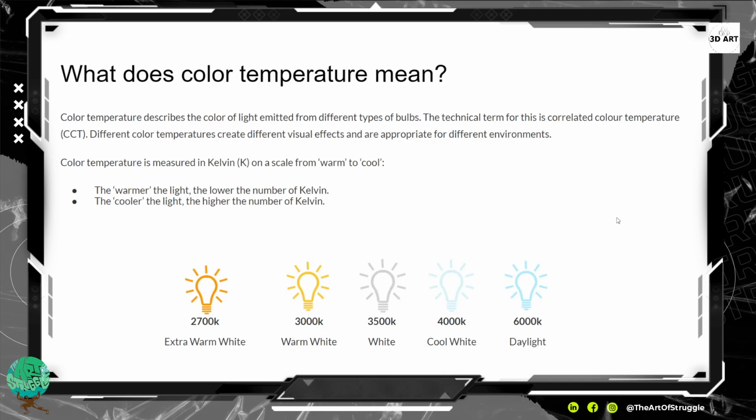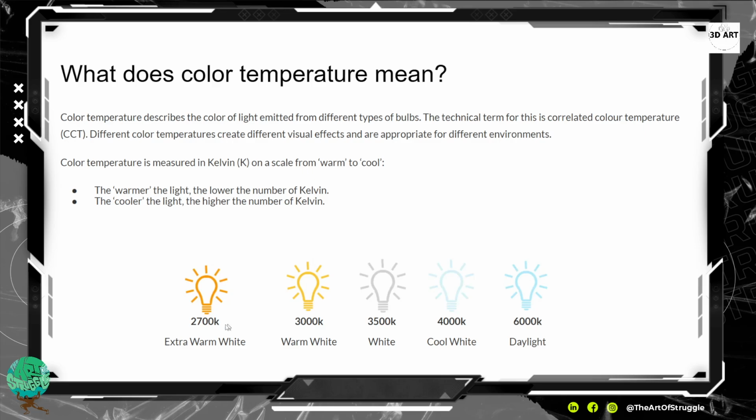So what does color temperature mean? Color temperature describes the color of light emitted from different types of bulbs. The technical term for this is correlated color temperature, which is CCT. Different color temperatures create different visual effects and are appropriate for different environments. Color temperature is measured in Kelvin on a scale from warm to cool. All right. The warmer the light, the lower the number of Kelvin. The cooler the light, the higher the number of Kelvin.